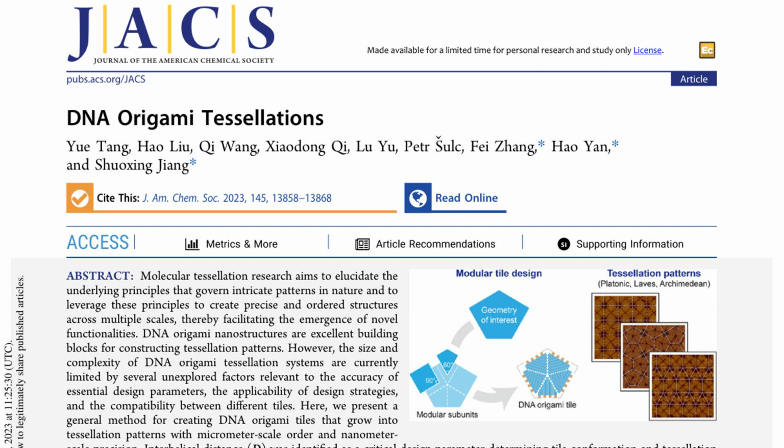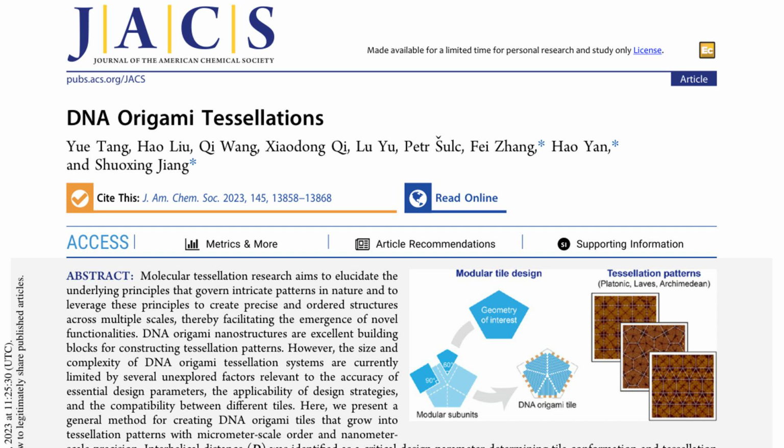The study demonstrates the general applicability of the design method by presenting 9 tile geometries, 15 unique tile designs, and 12 tessellation patterns covering Platonic, Laves, and Archimedean tilings. The authors also explore strategies to increase the complexity of DNA origami tessellation, including reducing the symmetry of monomer tiles and co-assembling tiles of different geometries. These strategies resulted in various tiling patterns that rival Platonic tilings in size and quality.